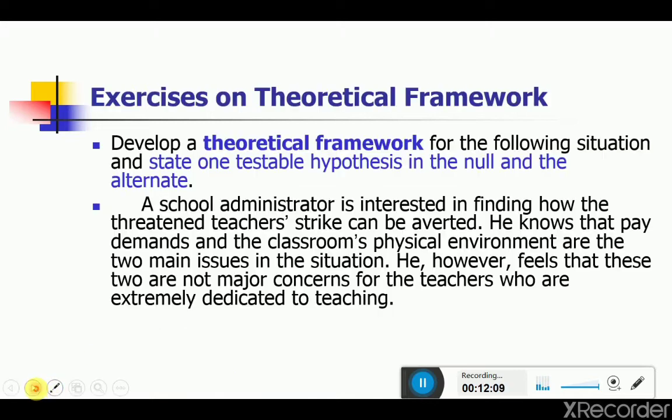The whole diagram is simply known as your schematic diagram. Hope a bit of the idea will be clear. Now, another example: a school administrator is interested in finding how threatened teacher strike can be averted.